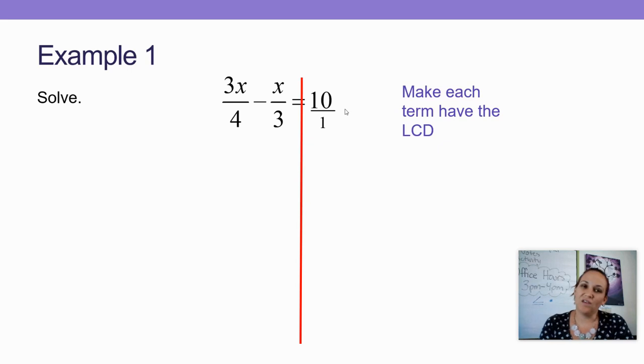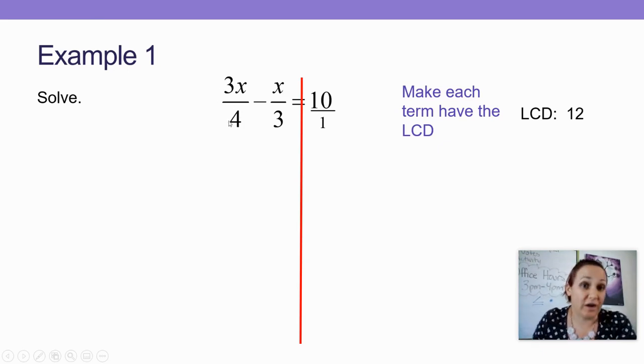Then I need to think of a number that can be divided by 4, and I want that same number to also be divisible by 3. So a number that can be divided by 4 and by 3, and hopefully I can think of a small number. That number is 12. So my common denominator is 12. And now I need to make all of the fractions have a 12 on the bottom.